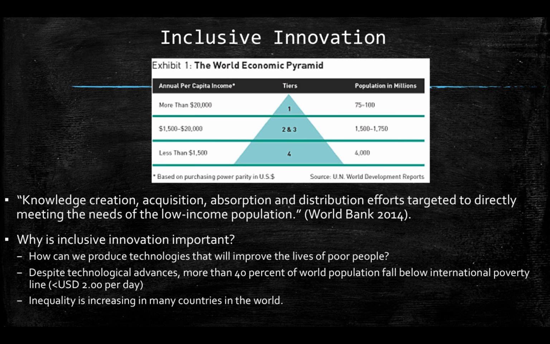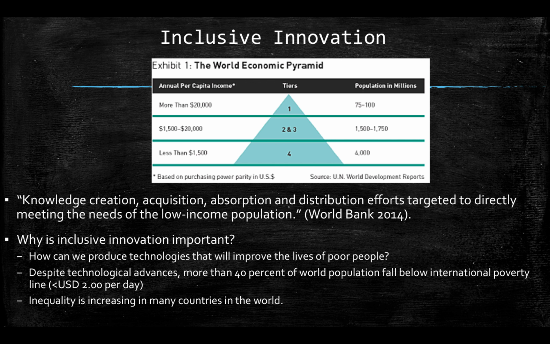Now, the key point we want to make in the context of a lecture on social innovation is the notion of inclusive innovation. As the term implies, inclusive innovation is the form of creation and absorption and distribution of knowledge and technology that is targeted to directly meet the needs of low-income population. But it's not, although this is the World Bank definition, it needn't just be low-income population. It could be populations that are in some ways excluded from mainstream innovation processes and pathways.